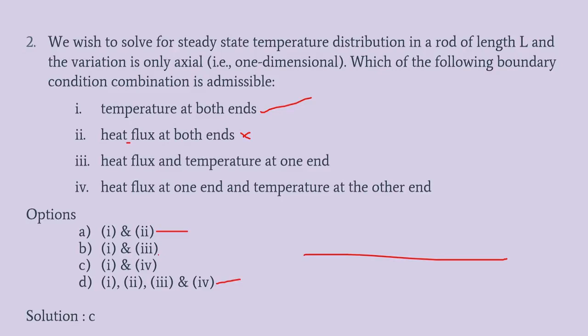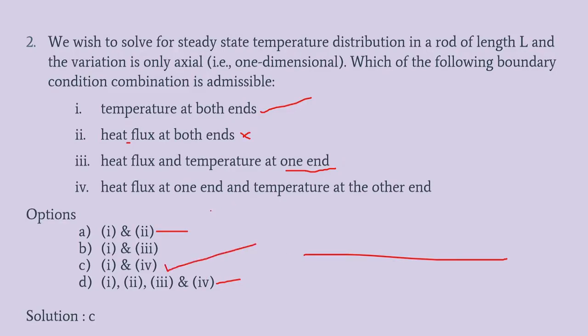Here in B, again, the third one, that is heat flux and temperature at one end. Here they are only speaking about one end, so the other end is not specified. So again, that cannot be possible. The only option we are left with is C. That is the right answer.